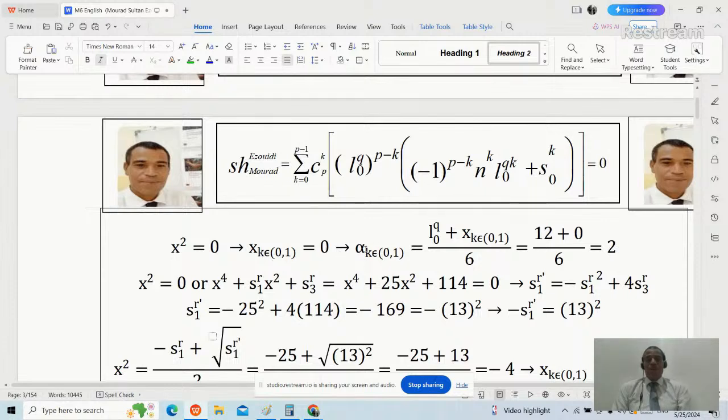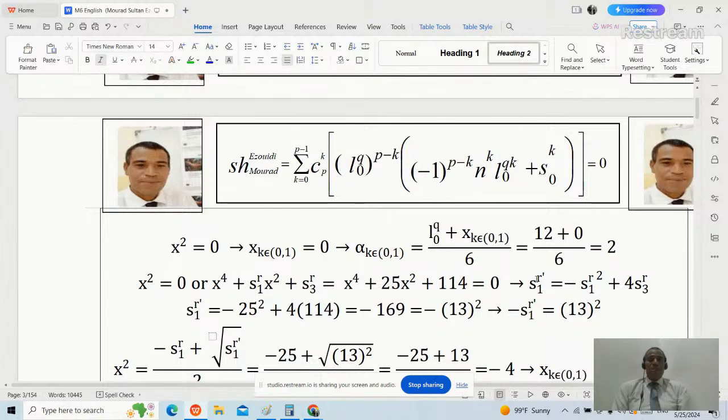Therefore, the first two roots of my polynomial to the power 6, the original polynomial I mean, are (L0 of the cube plus x_k), k belongs to {0, 1}, which is 12 plus 0 divided by 6, gives 2. This is the first value. We have a double root here. Then x⁴ plus s1 x² plus s3: I will substitute s1 with 21 and s3 with 114 because we found them in the beginning.